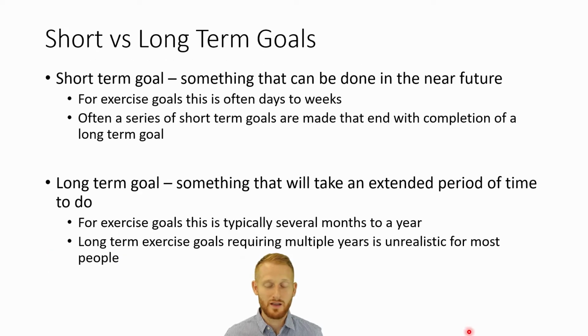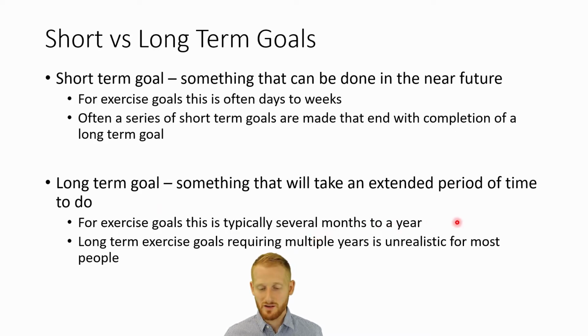First thing we need to talk about is the difference between short and long-term goals. A short-term goal is something that you can see yourself achieving in the very near future. Oftentimes we're talking days, weeks, maybe up to a month and a half, but you're not talking several months here. Long-term goals, on the other hand, are things that you can achieve in a longer period of time. Typically we're talking about several months up to about a year.